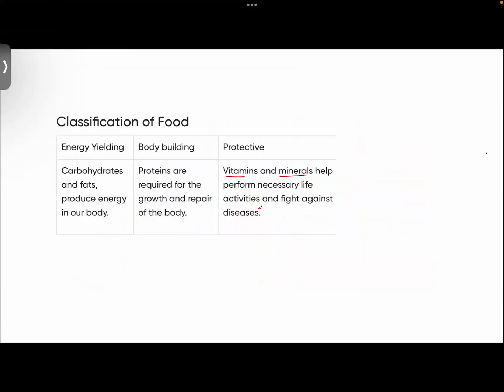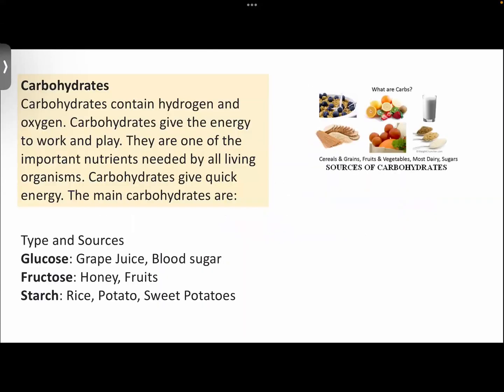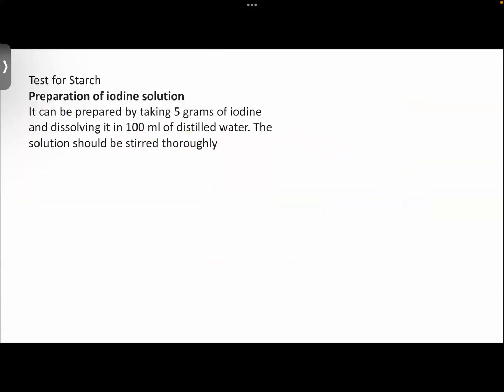Let me quickly revise that part, because many times students tend to forget that concept. So you'd be taking 5 minutes to quickly recollect what we studied about this. First of all, you'd be learning how to test for the presence of starch in a food.